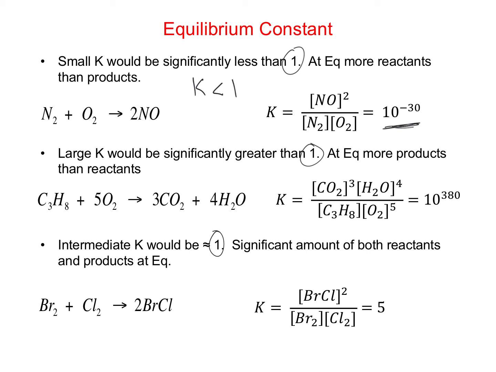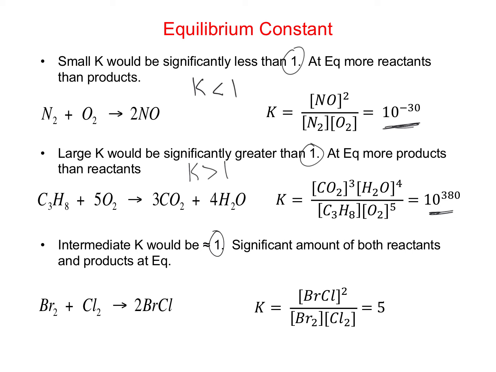When we have a large K, so when K is much bigger than 1, that tells me that I have mostly products at equilibrium. For a reaction with a very large K, and 10 to the 380 is huge, that's telling me that the reaction basically goes to completion. I have essentially all products present at equilibrium and almost no reactants.